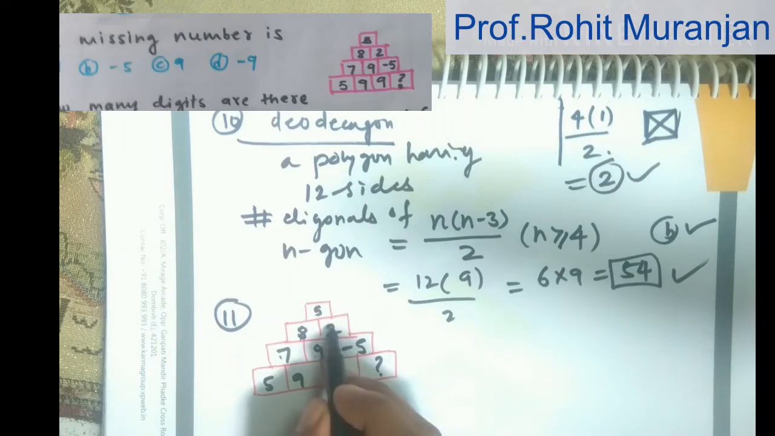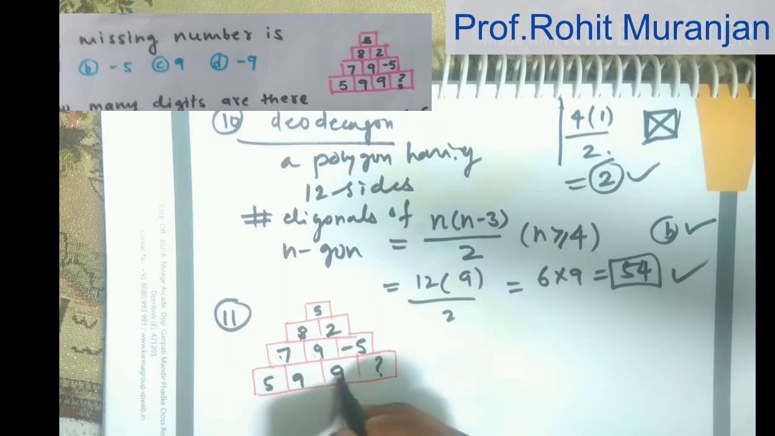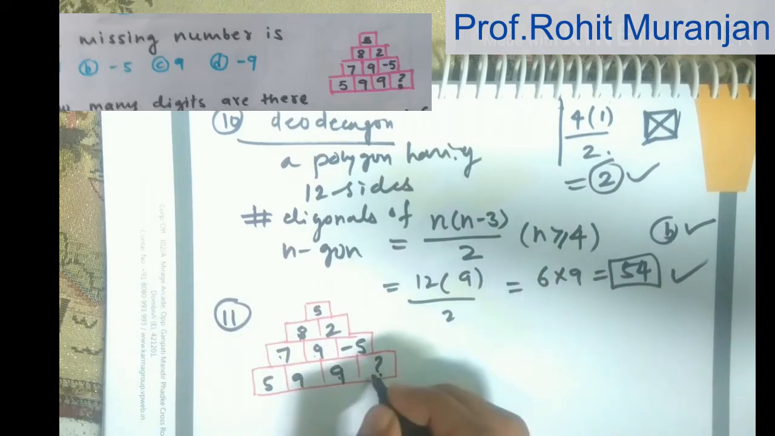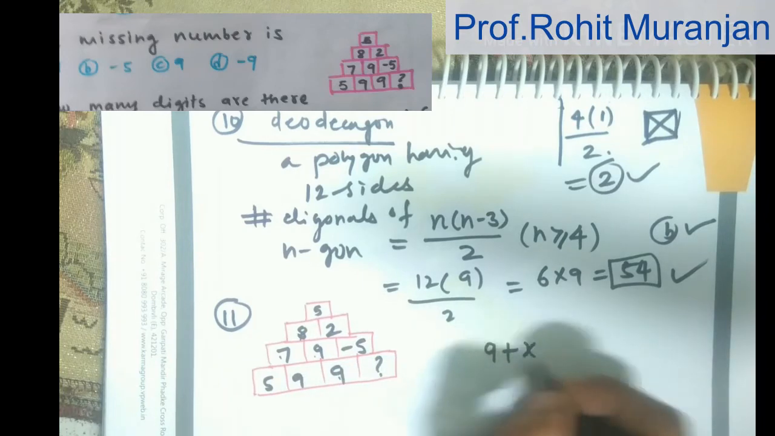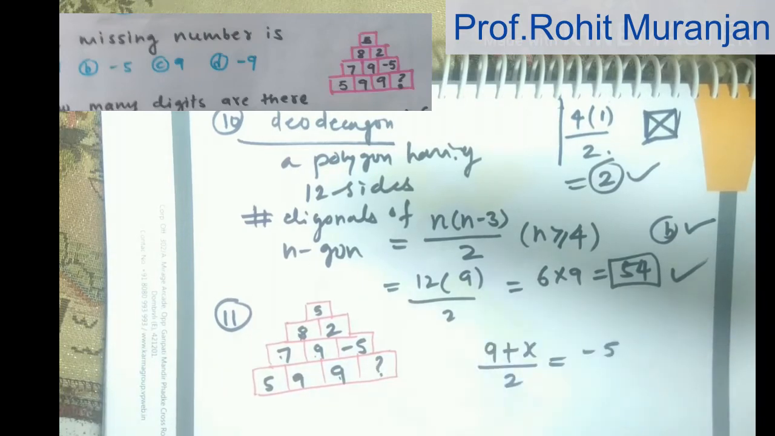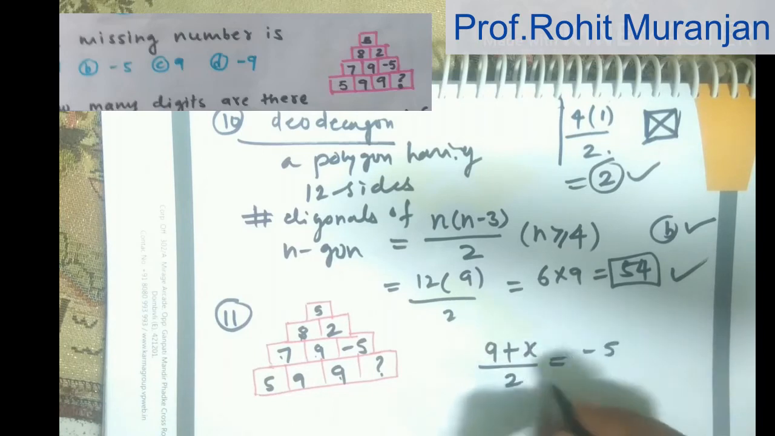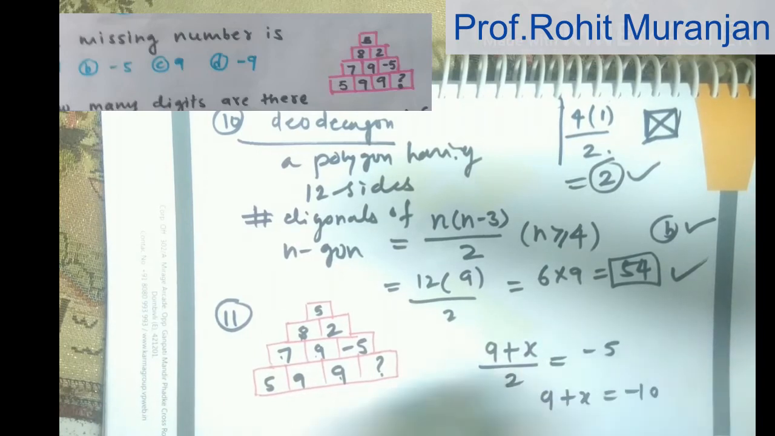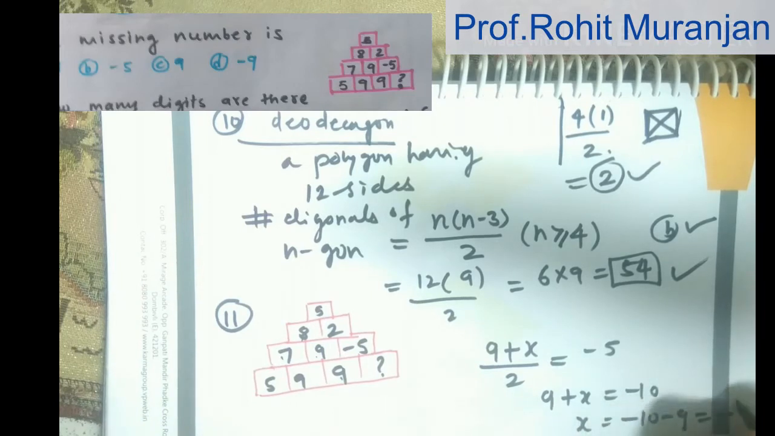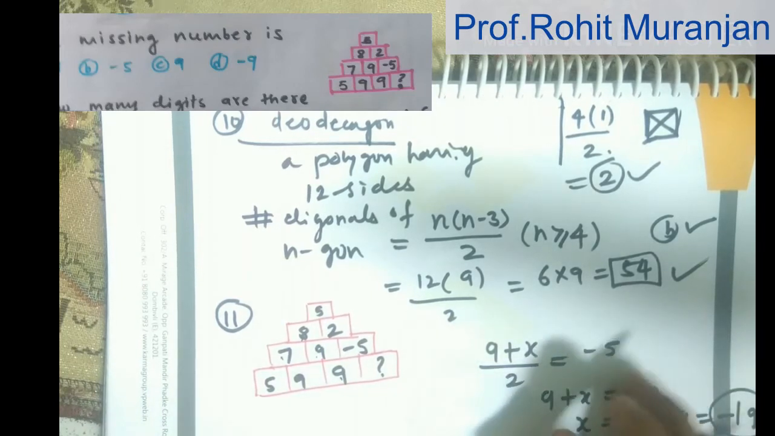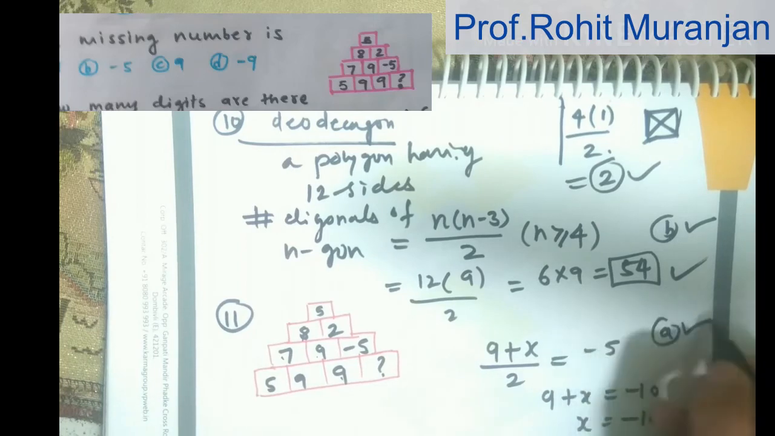9 and minus 5 is going to be 2. 5 and 9 is going to be 7. 9 and 9 average is 9. And 9 plus this number. So 9 and this question mark, if I take the average of both, I'm going to get 5 minus 5. So if I assume this question mark as x, then (9 plus x) divided by 2 is going to be minus 5. If I multiply by 2, I'm going to get 9 plus x equals minus 10. So x is going to be minus 10 minus 9 means what? Minus 19. So which option will be correct? Option A is going to be correct.